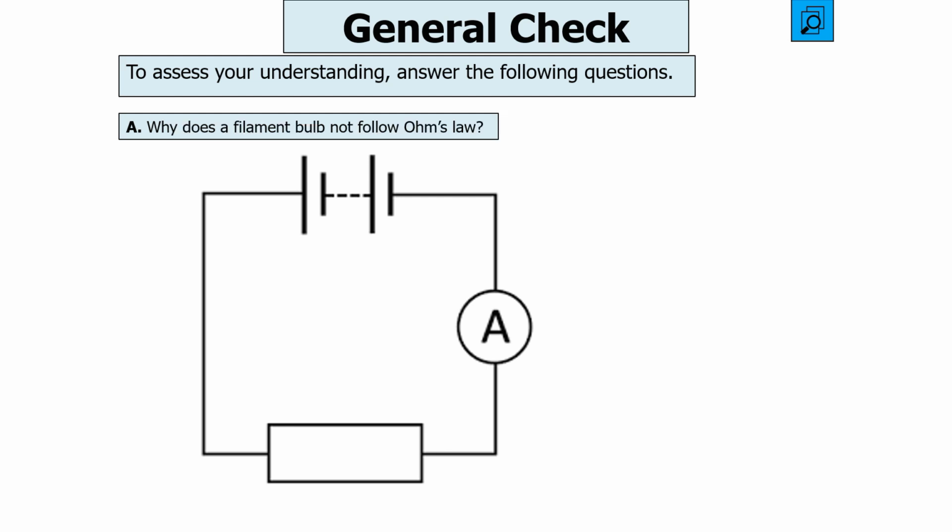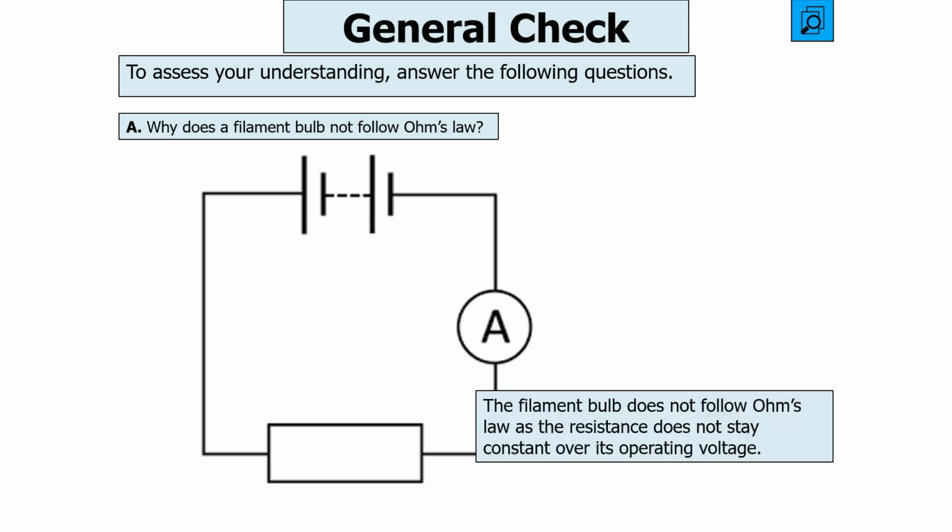The next question says, why does a filament bulb not follow Ohm's law? So pause the video now and unpause the video when you want to go through your answer. Well, the filament bulb does not follow Ohm's law as the resistance does not stay constant over its operating voltage because it is heating up.